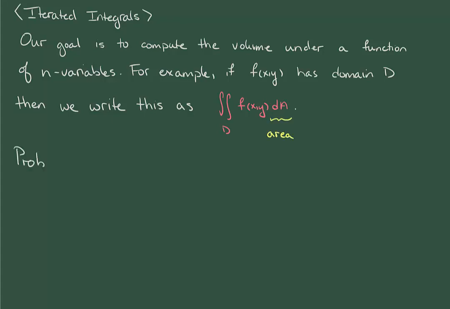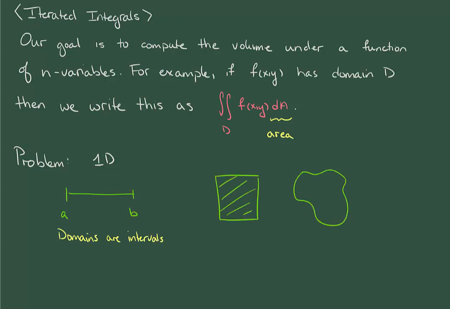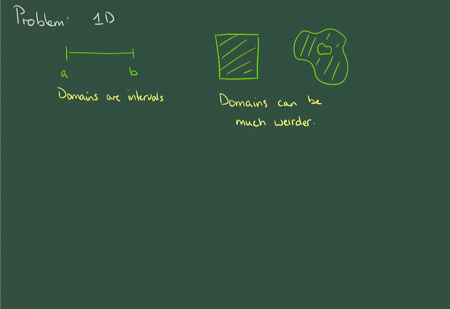Now, there's a couple of problems that we face in multiple dimensions that we didn't face in 1D. So for example, in 1D, domains were all pretty much just intervals, right? In multiple dimensions, you can have weirder things happen. So for example, you could have a rectangle show up, or you could have these weird blobby things with holes inside of them. As a general rule, domains can just be a lot weirder. First things first, though, the easiest set to integrate over is rectangles. So that's what we're going to do first.